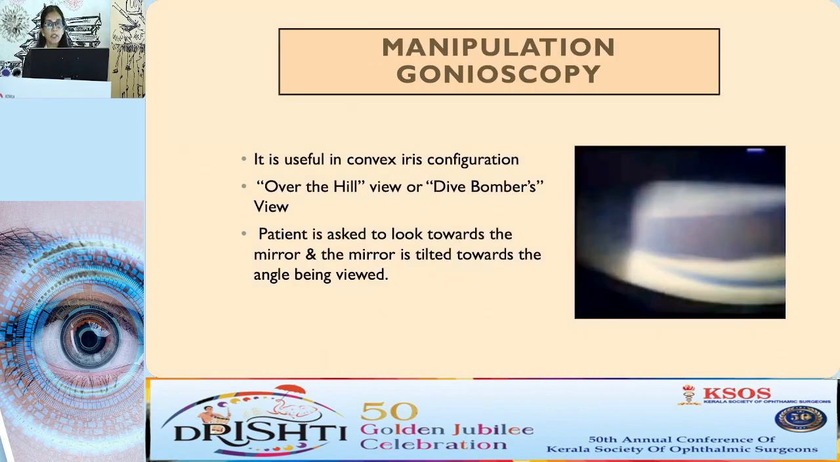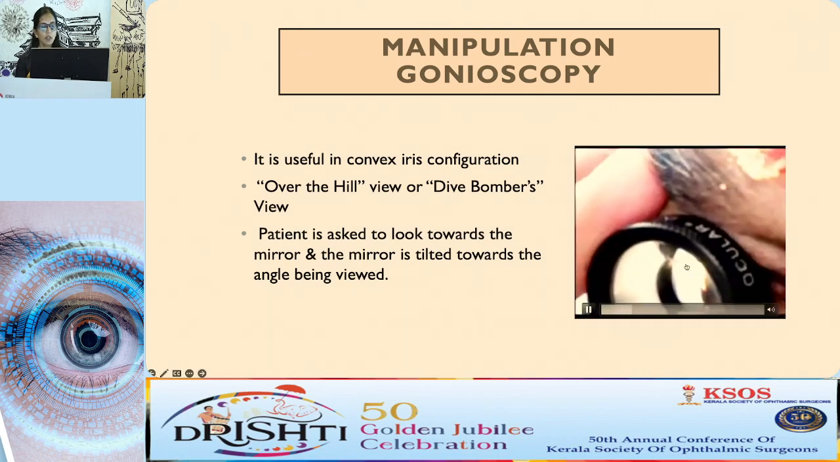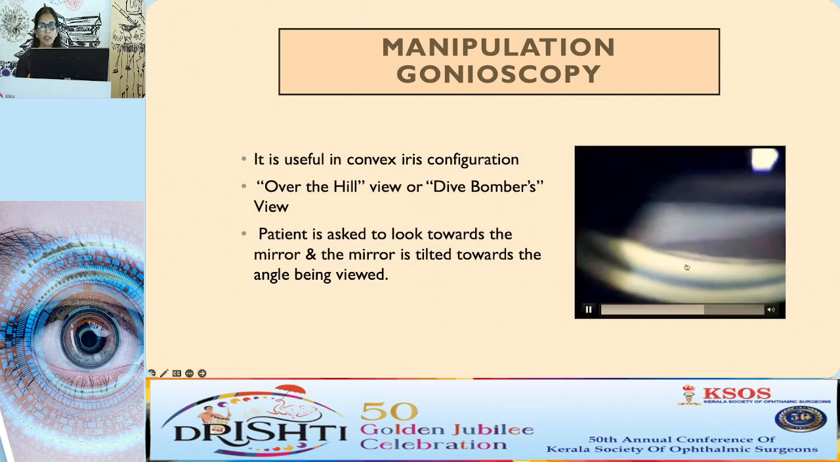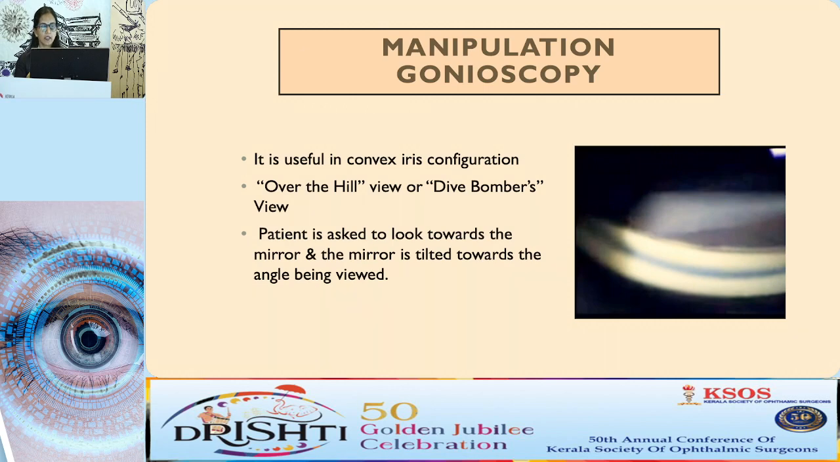What about manipulative gonioscopy? It is done with Goldmann lens and is useful in convex iris configuration, and an over-the-hill view is obtained in a narrow angle. The patient is asked to look towards the mirror and the mirror is tilted towards the angle being viewed.